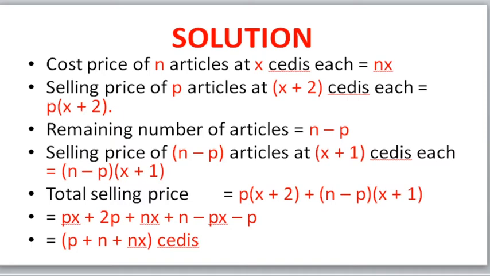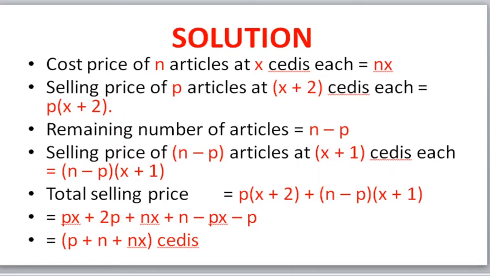So it's going to be n minus p. I hope you get it right. Get me right. Good. Now, the remaining is going to be n minus p. Now, how do we get the selling price for the remaining? We know that the remaining article is n minus p.